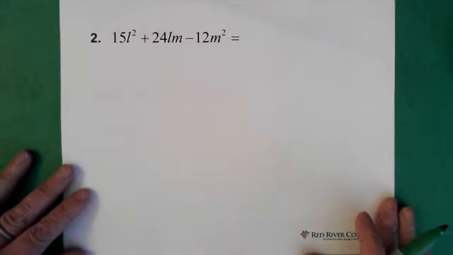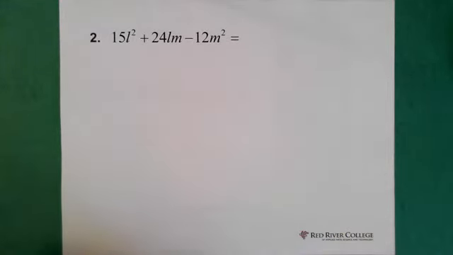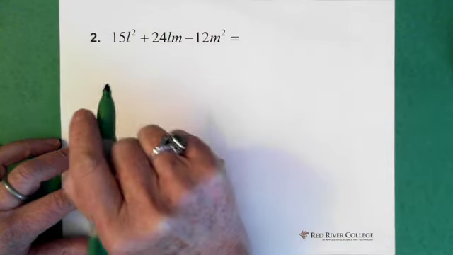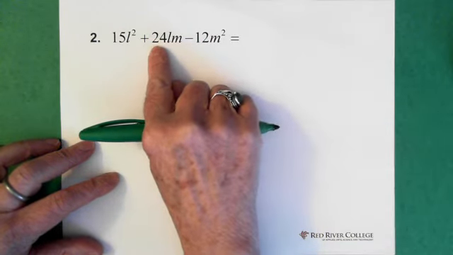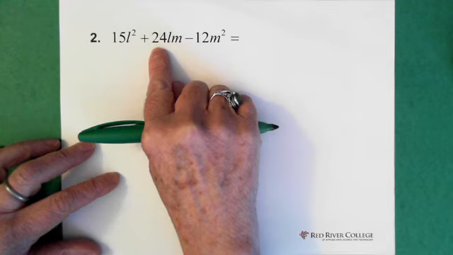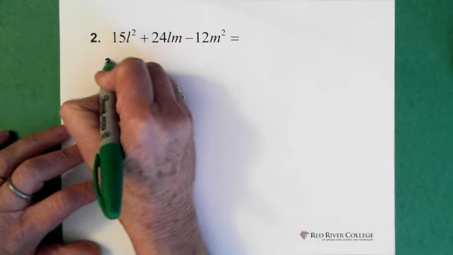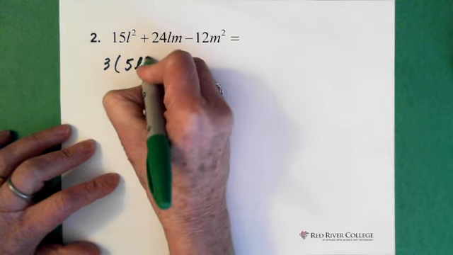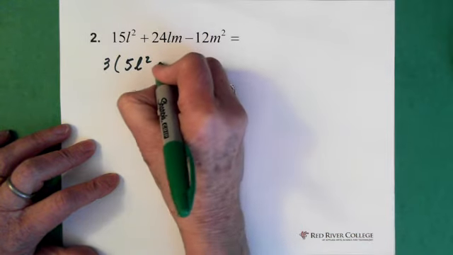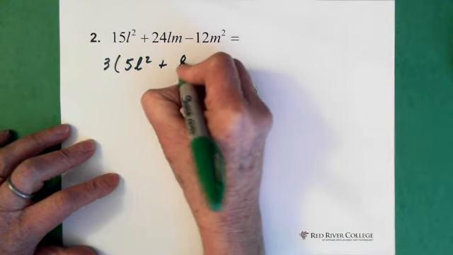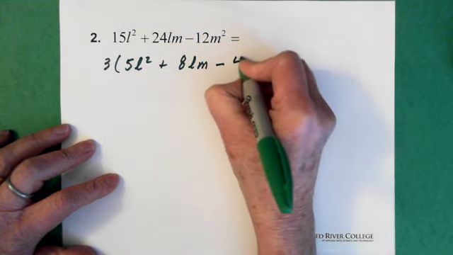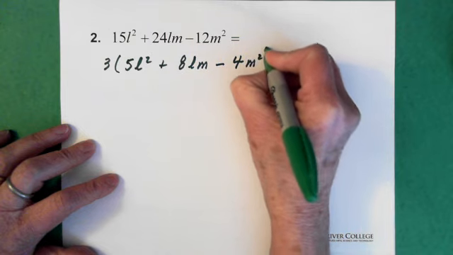Last question here. So again, the first thing we do is stop and ask ourselves, is there a common monomial? First thing I'm seeing is the 15 and the 12. So I say, well, I know there's a 3 there, but what about here? Yeah, 24 is also divisible by 3. So I can pull out the 3. And here I have 5l squared plus 8lm minus 4m squared.